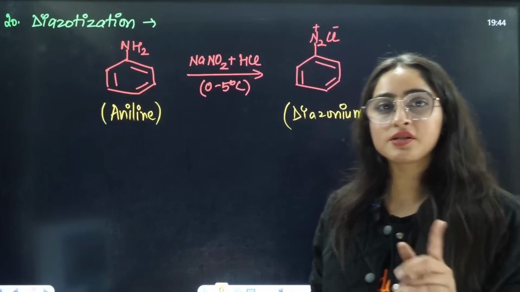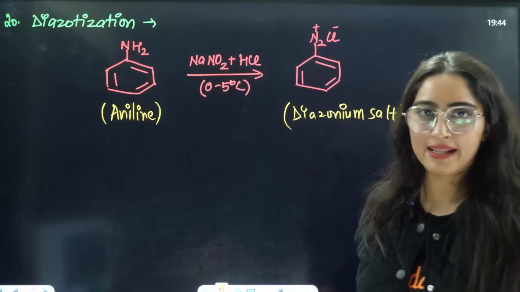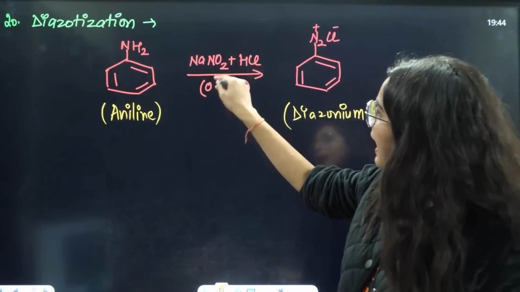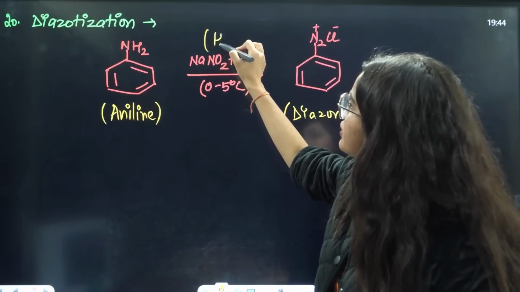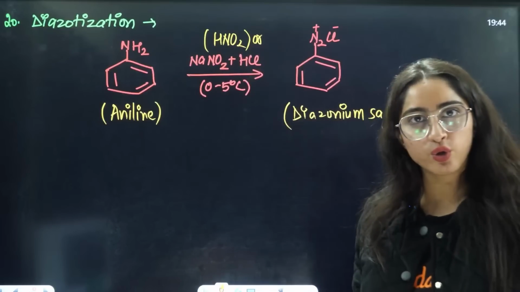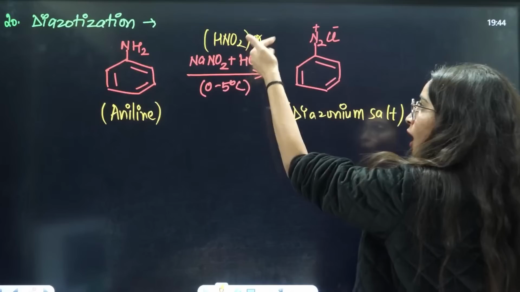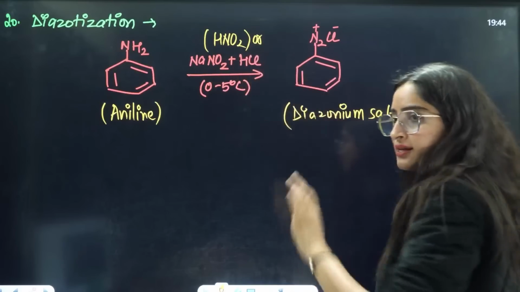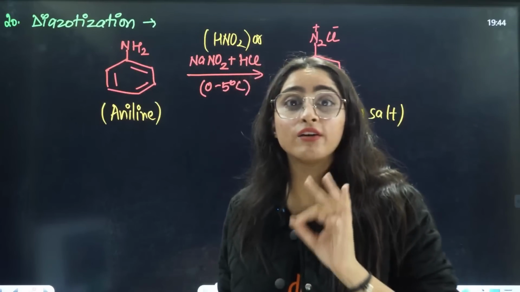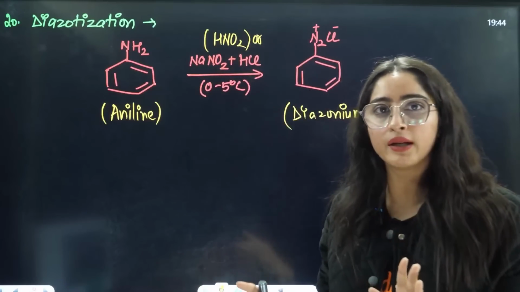Now here the reagents are very important. Firstly, they can give you NaNO2 and HCl. When they combine together, they will form HNO2. So either they can give you directly HNO2, don't get confused here. Either they will give you directly HNO2 or they will give you NaNO2 plus HCl. Sometimes they give you this thing, sometimes that. This is the same thing only.